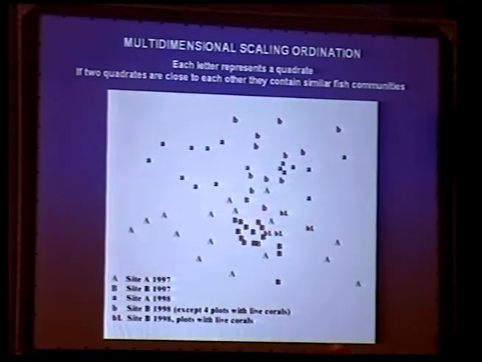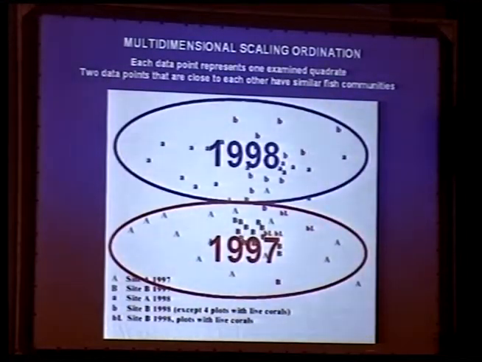What it says is that each letter represents a quadrat, or the fish community in a quadrat. If two letters are close to each other, the fish community in those two quadrats are similar. And this is how it came out. The fish community in 1997 before the coral bleaching event, and in 1998 after the coral bleaching event.